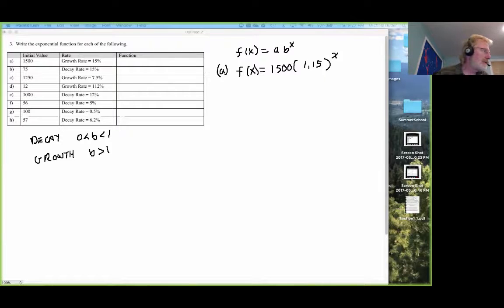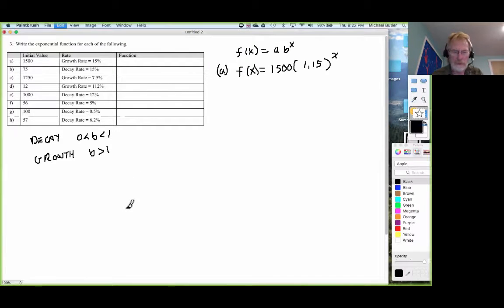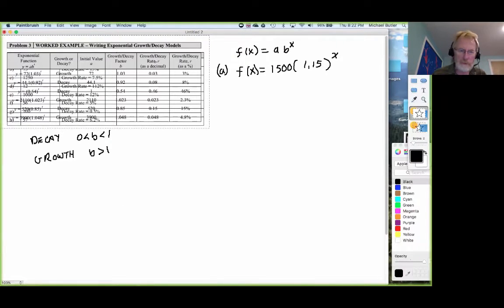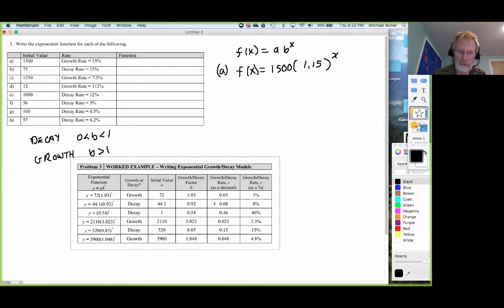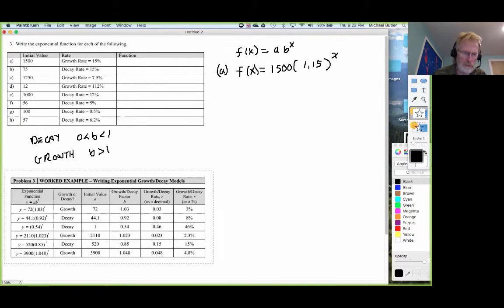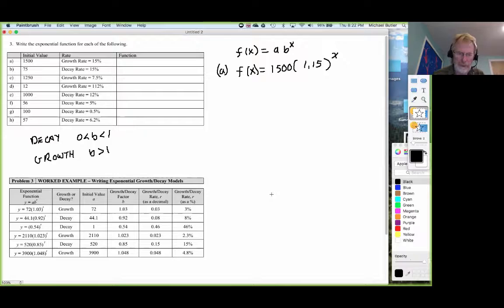All right, here, let's do this. Let me put this one on here for you. This will probably help. Okay, so come on down here, don't get on top of the other one. So this is the worked example from problem 3, okay? It's very similar to what we're trying to do here. It's on page 207, all right?